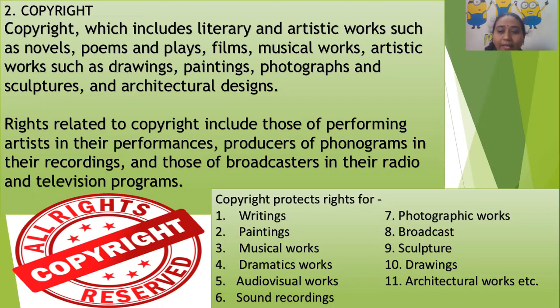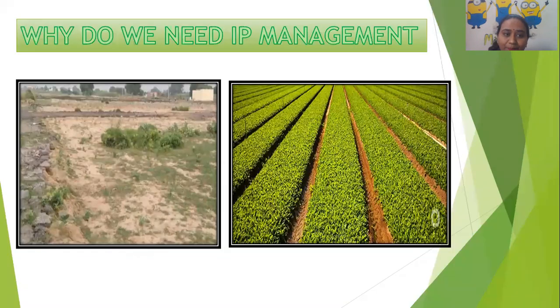Now we will go ahead with the managerial role, why the management of intellectual property is required. You can see over here that there are two diagrams. First is a raw land, and second one is a cultivated land. If we are talking about intellectual property, if we have not registered it, then it will be like a raw land. And if our intellectual properties are registered and managed, at that time it can be like a cultivated land.